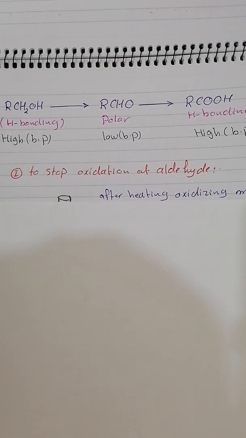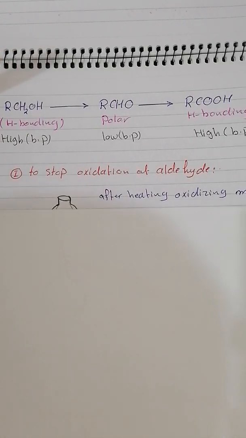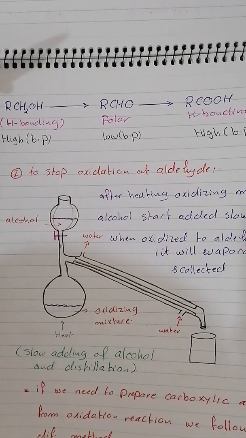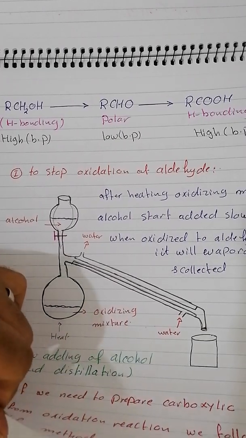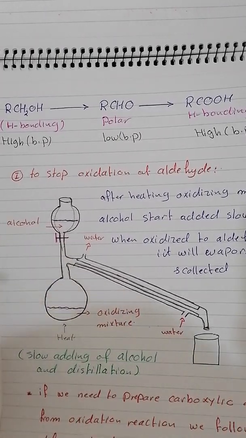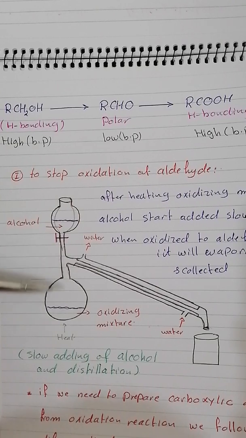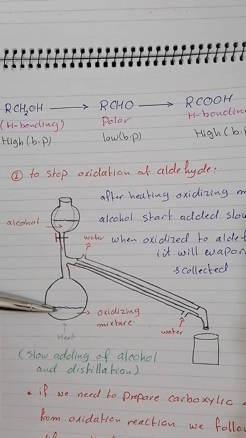If the reaction occurs in a regular beaker, what will happen? While we heat the reaction mixture to oxidize the alcohol, when aldehyde forms, it will evaporate. It will evaporate and will not react, and we can't collect it. So we will use this method. In this method, alcohol is added slowly from here, and the oxidizing mixture is in the flask, that means potassium dichromate and sulfuric acid.